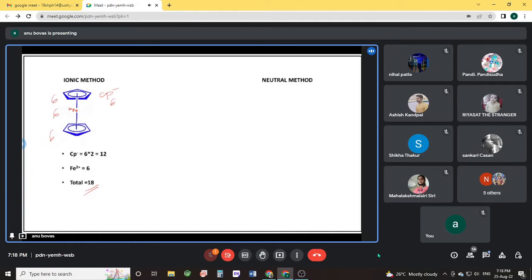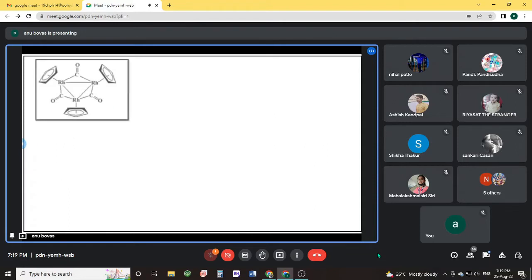In neutral method, this is an easy method and I would recommend this method to be followed in the future. So in this case, we need not consider any charges and we will just see it as it is. For example, Cp will donate 5 electrons and iron we will just consider it as Fe instead of Fe2 plus. So it will donate 8 electrons and totally it will have 10 plus 8 equal to 18 electrons.